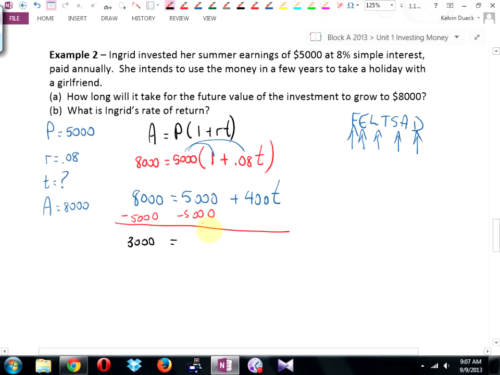5,000 cancels, and the 400T drops down like a domino. What's the 400 doing to the t mathematically? Multiplying, so how will I move it over? Divide. So final step is going to be divide by 400. T is going to be whatever 3,000 divided by 400 is, which is going to be the same as 30 over 4, 15 over 2, 7.5? Double check me. Yeah?